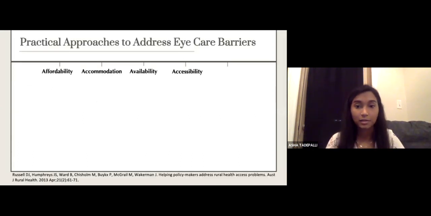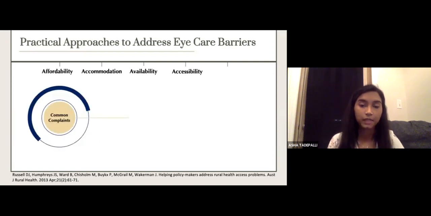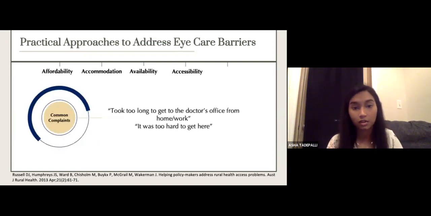Lastly, looking at accessibility here, we can see this is more of a reasonable proximity to the consumer in terms of time and distance is what it's addressing. Common complaints is it took too long to get to the doctor's office from home and work. This echoes what Dr. Harewood had mentioned earlier about personal issues, or it's too hard to get there. Again, one of those personal issues that we talked about in the beginning.